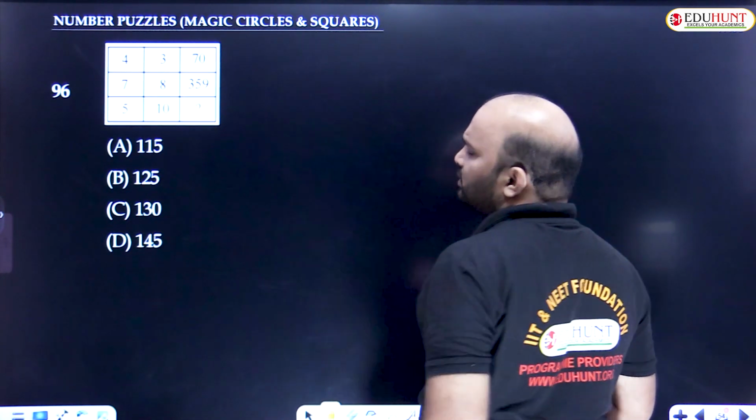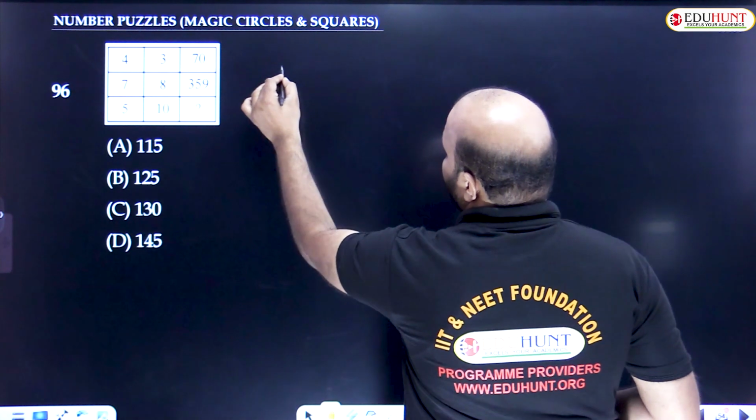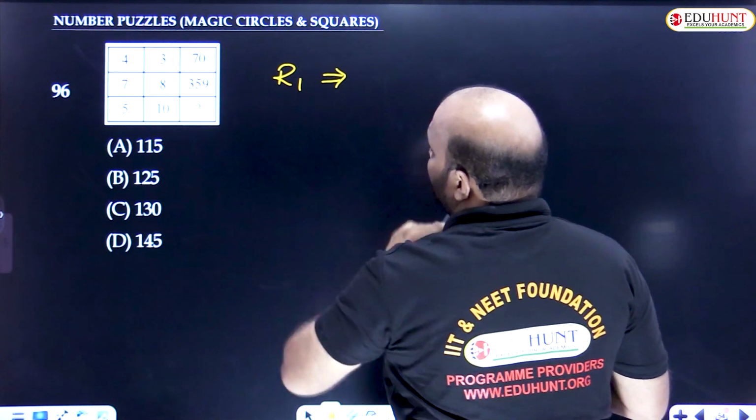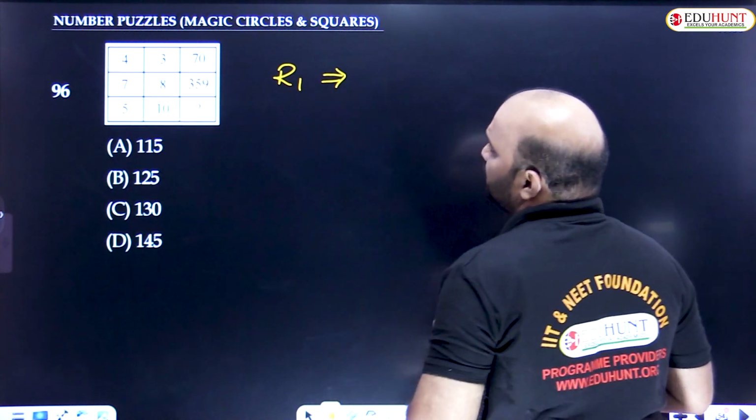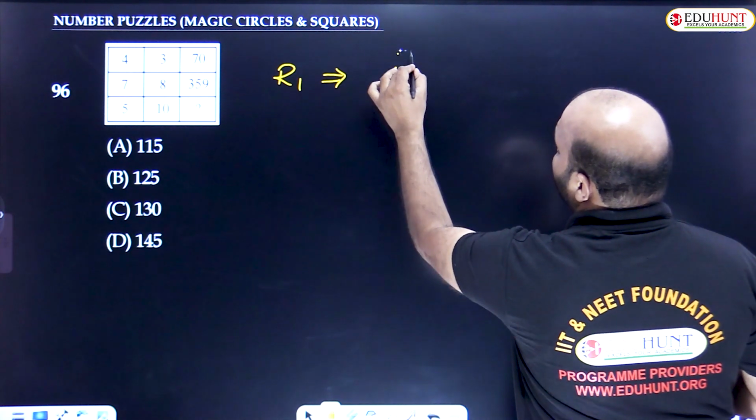The same logic applies towards row 3. From row 1, clearly, how will we get 70? By using 4 and 3. So what is the 4 cube value? 4 cube value is 64.